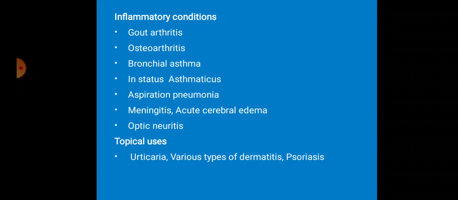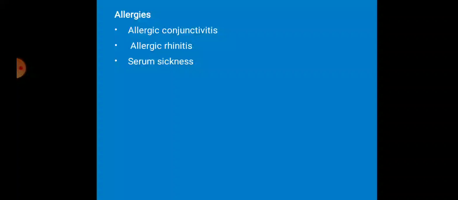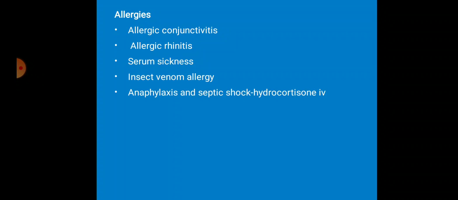Topical uses, they are useful in urticaria and various types of dermatitis, any type of dermatitis. Psoriasis, they are also tried along with vitamin D preparations like calcipotriol, but psoriasis is an autoimmune disease, so corticosteroid can also be used. Allergies like allergic conjunctivitis, allergic rhinitis, serum sickness, insect venom allergy, anaphylaxis, and septic shock, where hydrocortisone is given by the IV route.